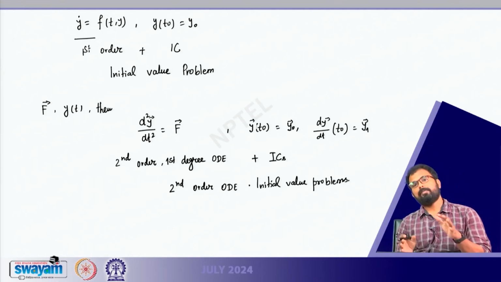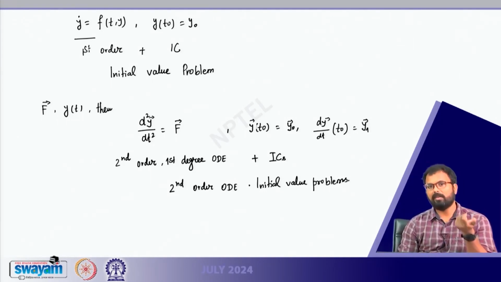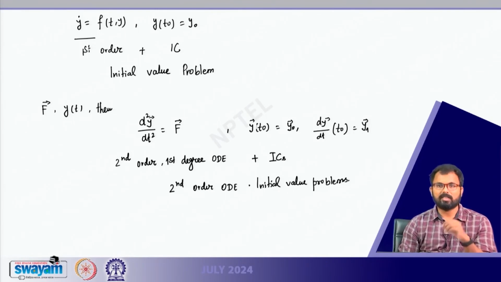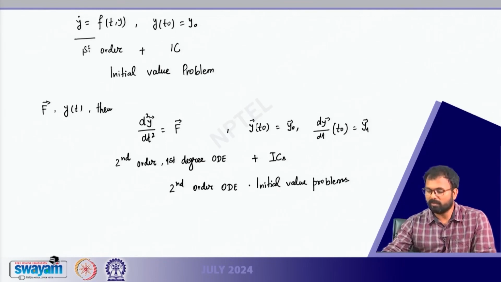So depending upon the order and the degree of the given derivative of the unknown function, you can call it whether it is a second order, a first order, a first degree, second degree, and so on. It depends on what kind of initial conditions you are prescribed; you will be able to determine the unique solution, right. So let us move on.